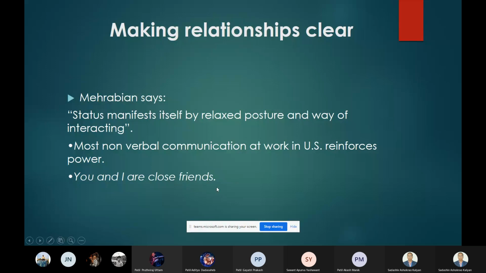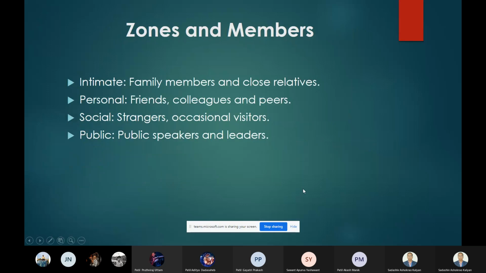So in subject-verb agreement, first of all, we want to mention the name of the person with whom we are interacting. First of all, then later on our name will come. Correlated with physical proxemics, making our relationship clear is considered an important part.